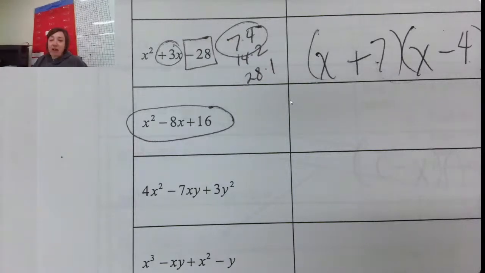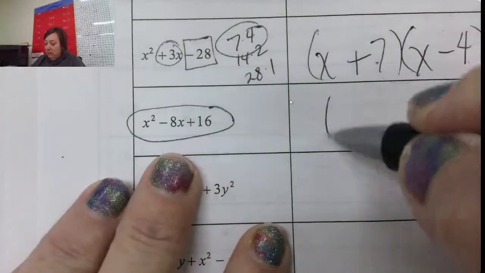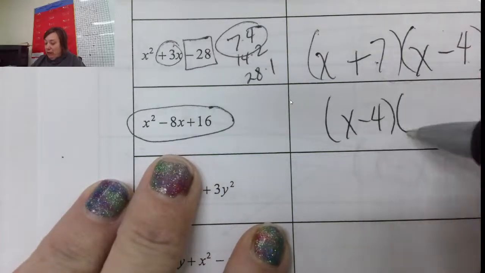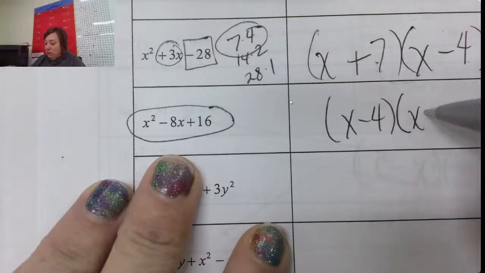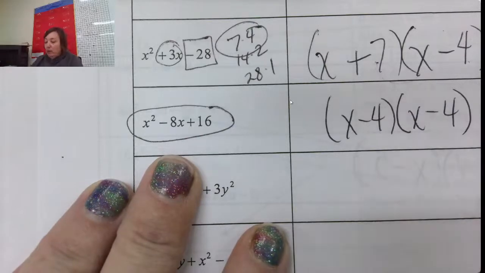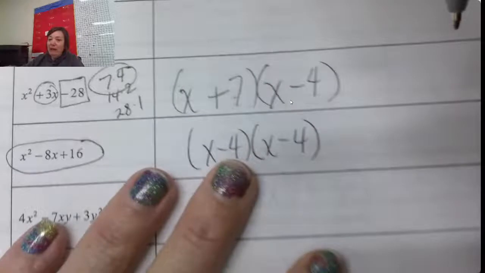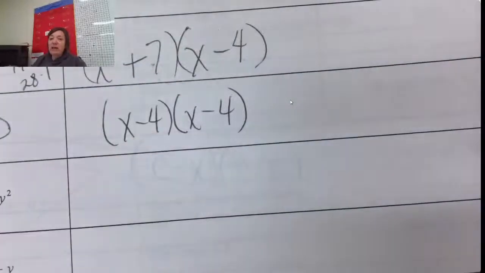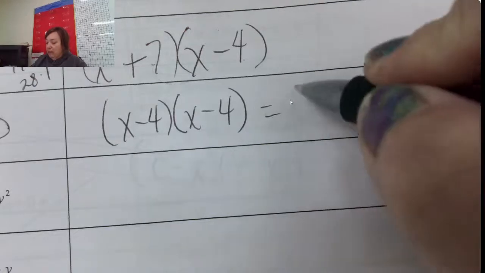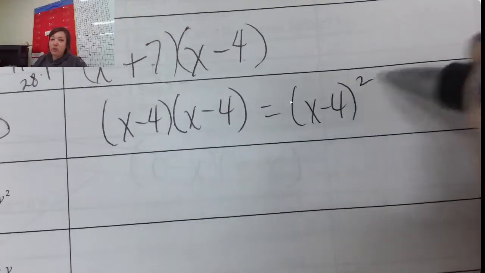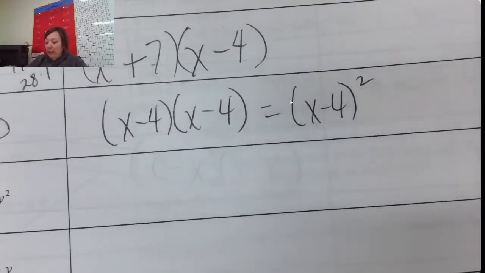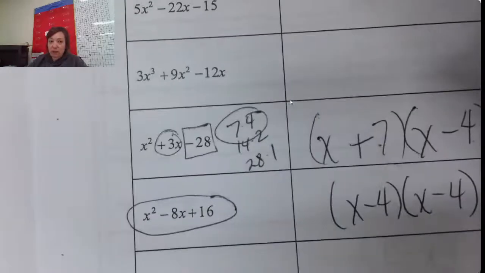All right. What did y'all get on this one? X minus 4 and x minus 4. Good job. So there's another way we could write that. Instead of writing it as x minus 4 times x minus 4, x minus 4 squared. Right. X minus 4 squared.